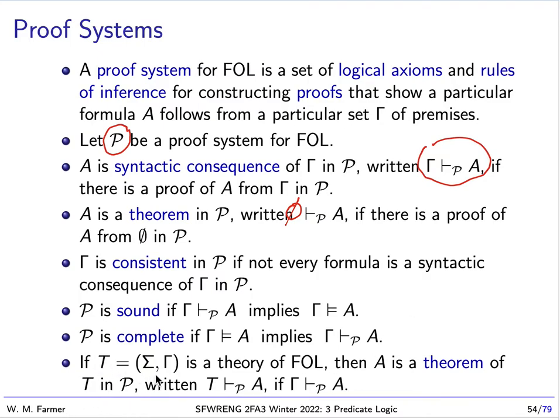Now, if we have a theory, and remember a theory is a signature plus a set of sentences of that signature, so if we have a theory T of FOL, we'll say that A is a theorem of T in P, which we'll write like this, if A is a syntactic consequence of gamma in P, or in other words, if we can prove A from gamma in P.